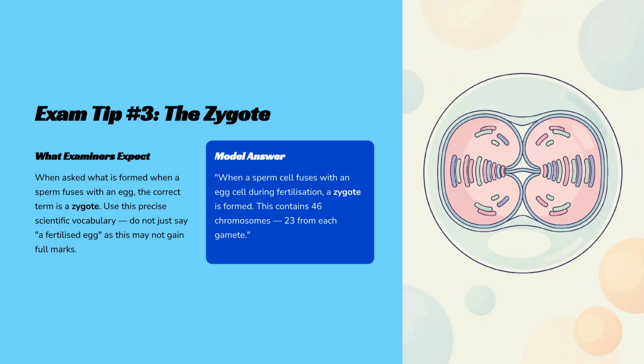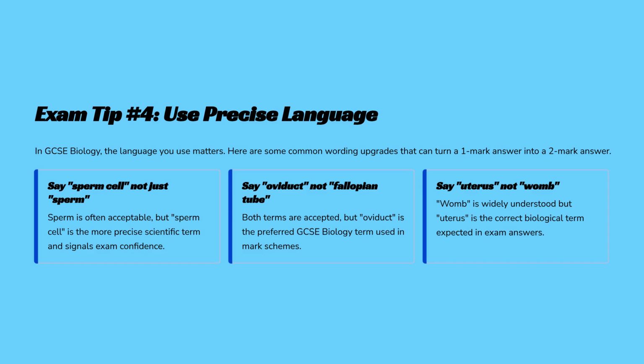When asked what forms when a sperm fuses with an egg, the correct scientific term is zygote. Do not just write a fertilized egg, as this may not earn you full marks. A zygote contains 46 chromosomes, 23 from each gamete. Using precise terminology in your answers is essential.